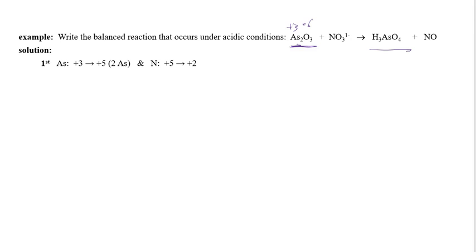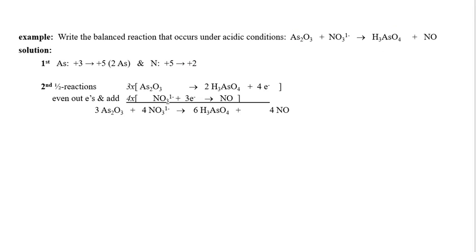Over here, same gig, we got +3 from the H's. 4 oxygens make a -8, so the arsenic has to be a +5. Similarly for the nitrogen, +5 to +2. If you really want more on oxidation numbers, I have another video on my website where I slow down so we can hash out the oxidation numbers. But there we got arsenic +3 to +5. That's a difference of 3 electrons. Nitrogen +5 to +2, difference of 3 electrons. That should make it easy.